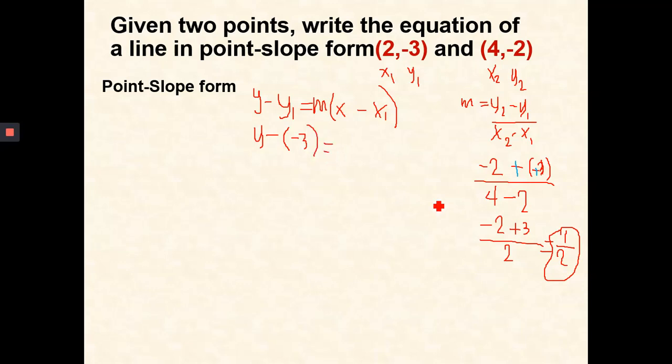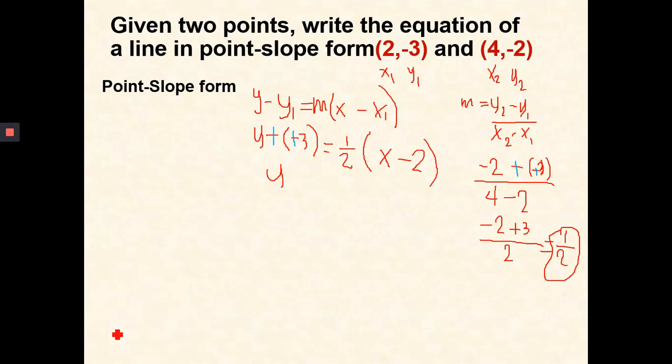Equals, what is our m? 1/2, multiplied by the quantity x minus 2. Okay? So you now have y. Again, can you still remember the rules in subtracting integers? Change the sign of the subtrahend. This becomes addition and this becomes positive.